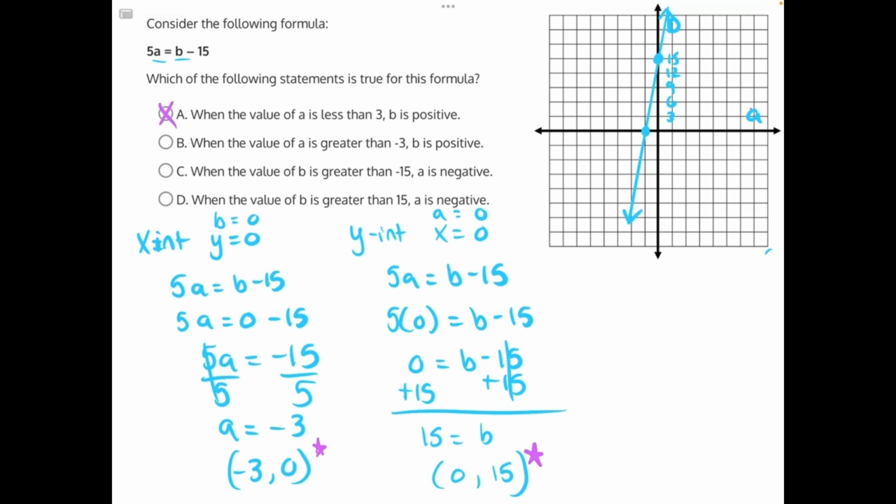B says when the value of A is greater than negative 3, which is right here, B is positive. All of the values that are greater than negative 3 are indeed positive, and they're going to extend into positive infinity. So that means B is our correct answer. But let's take a look at why C and D are incorrect.